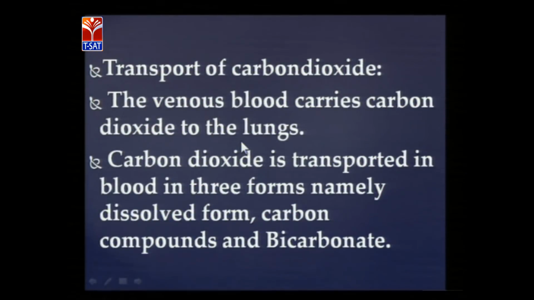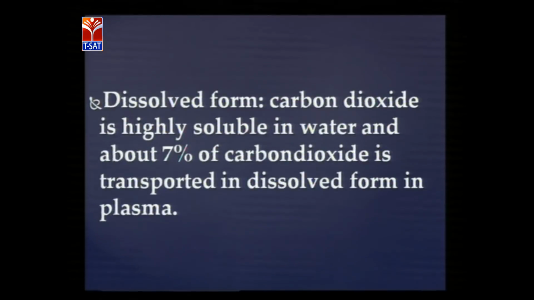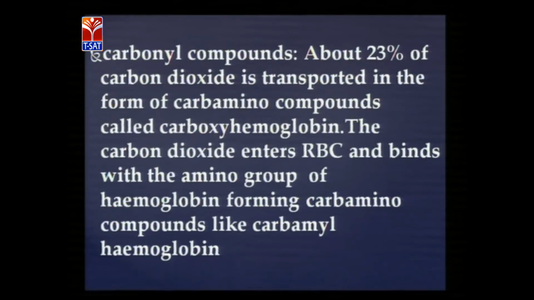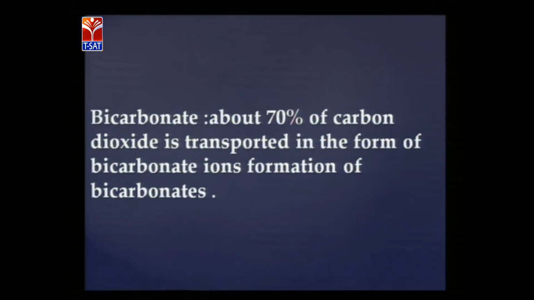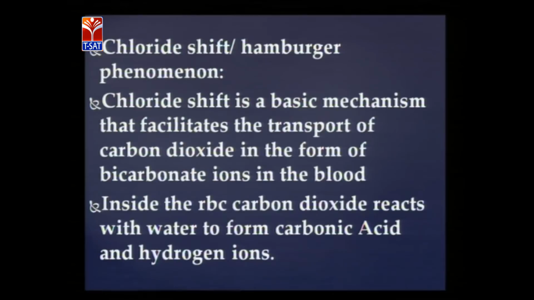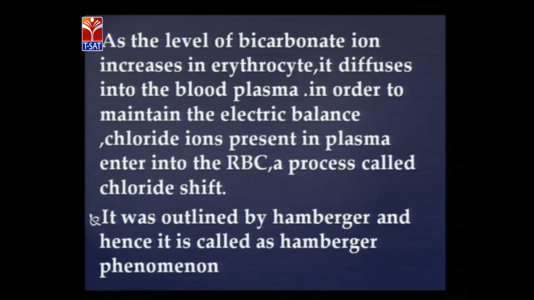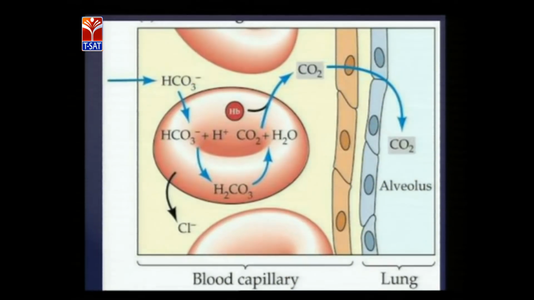Transport of carbon dioxide. Carbon dioxide is transported in 3 forms, as we have discussed earlier. One is in the dissolved form, another is by carbamino compounds, and another is by the formation of bicarbonates. In the dissolved form, only 7% of carbon dioxide is transported, as carbamino compounds 23% is transported, and by bicarbonate 70% of carbon dioxide is transported. And it is explained by chloride shift. And we have also discussed cellular respiration, which includes glycolysis, Krebs cycle, and electron transport system.